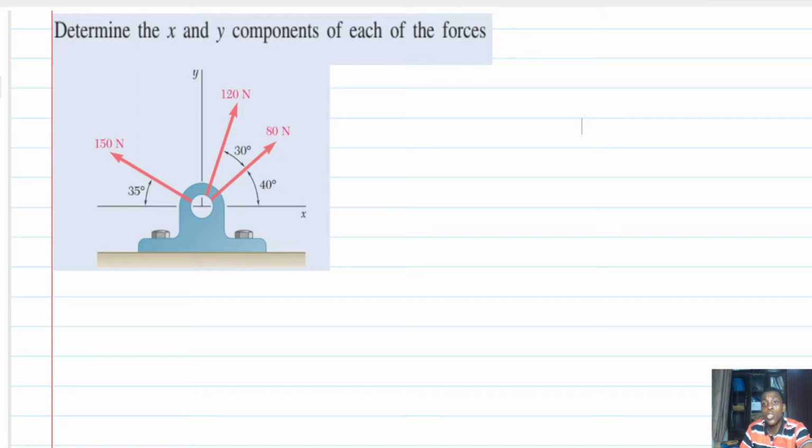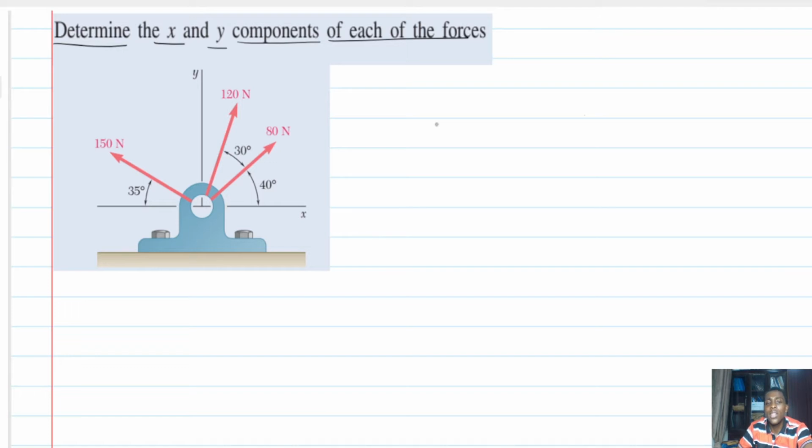In this video, I want to solve a problem with you to illustrate the concept of resolution of forces. In this problem, we were given all angles. And so let's see how to solve this problem. Let's read the problem together. Determine the x and y components of each of the forces.